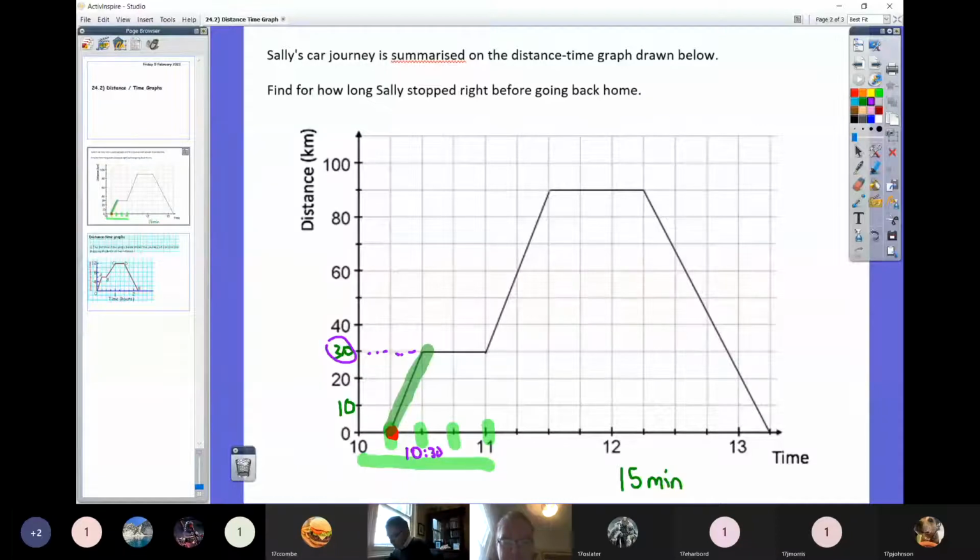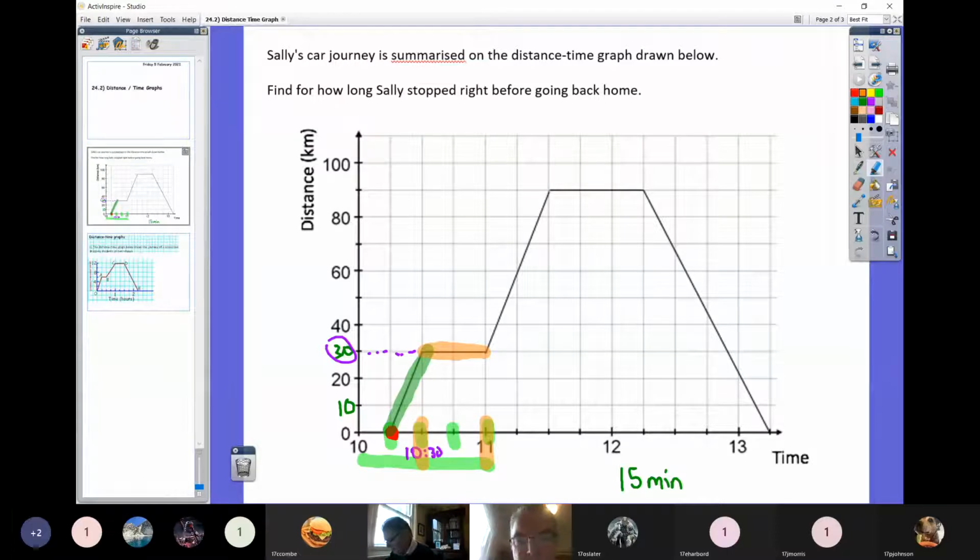Okay, so what happened in that next stretch? What happened in the car journey where I've just done in orange? Well, obviously she wasn't moving at that point. She'd obviously stopped, okay? She stopped for a period of time. So the question could say, Sally stopped twice. How long was her first stop for? So you'd have to go and say, right, that first stop is from 10:30 until 11 o'clock. She stopped for 30 minutes.